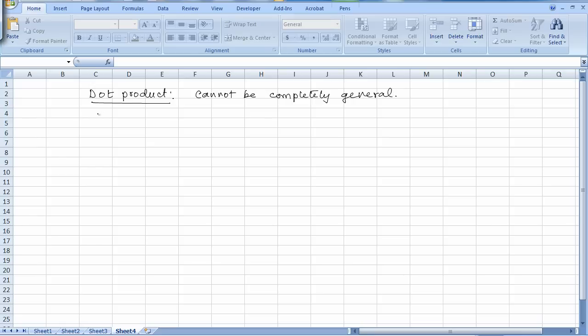So this is related to geometry, and the idea is very simple. In 3D or 4D, we know what to do, right? If I have vector v, which is ABC, and then vector w, which is MNO, then v dotted with w is AM plus BN plus CO. So this is our typical dot product.